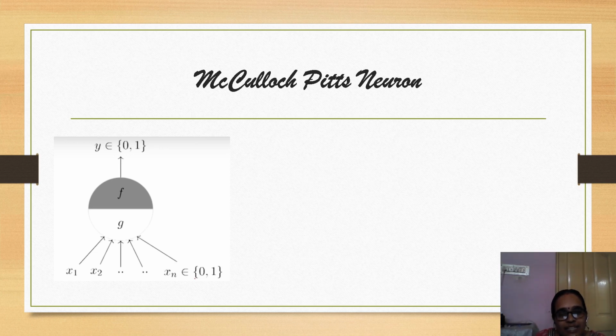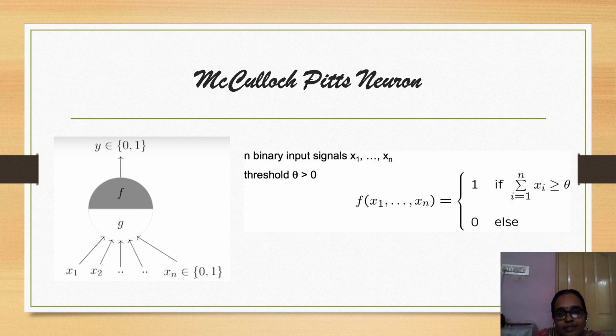The summated value is given to the activation function f. This f calculates the output as 0 or 1 based on a value called theta. Theta is the threshold parameter. If the summated value is above or equal to theta, the answer will be 1. Otherwise, the answer will be 0. This logic is called threshold logic, and the parameter theta is called the thresholding parameter.